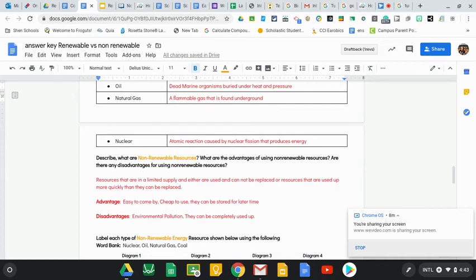So a non-renewable resource is a resource that is limited in supply and cannot be replaced, or resources that are used up more quickly than they can be replaced. It takes hundreds of years to replace. Advantages: it's easy to come by, it's cheap, and can be stored for a later time. Disadvantages: environmental pollution, they can completely be used up. And for nuclear, it's very dangerous if there was a nuclear spill.